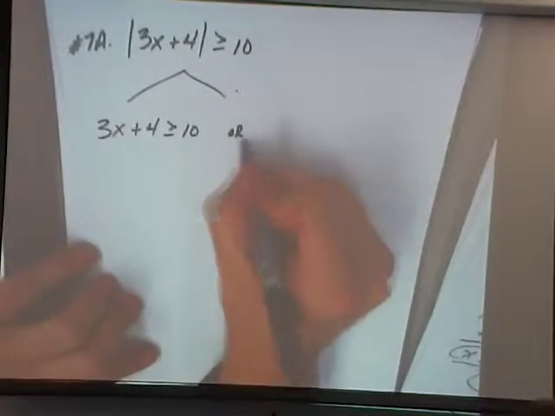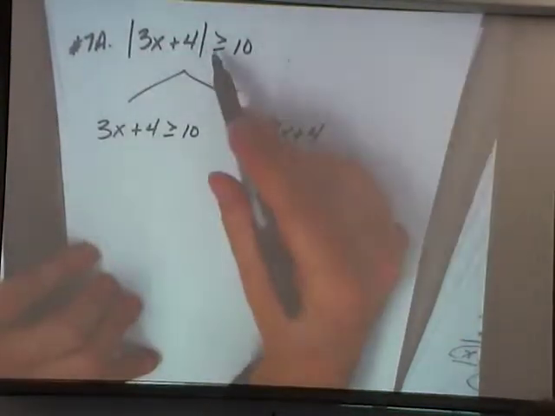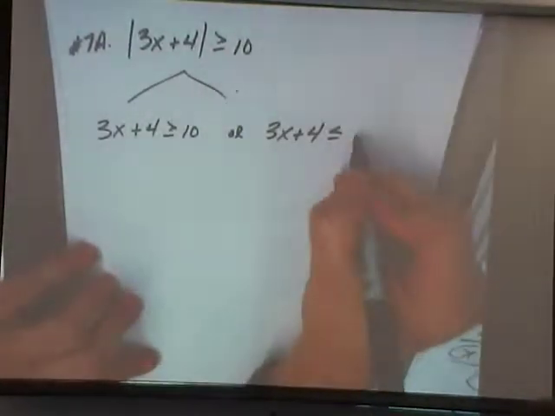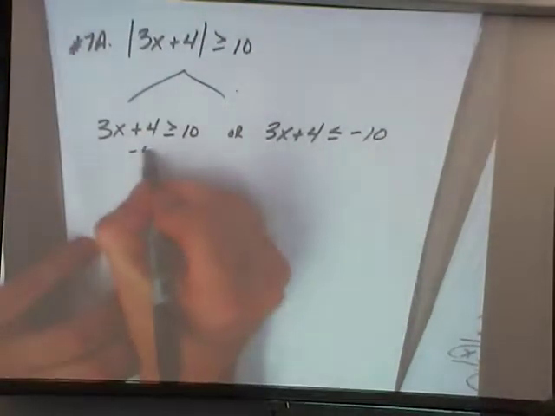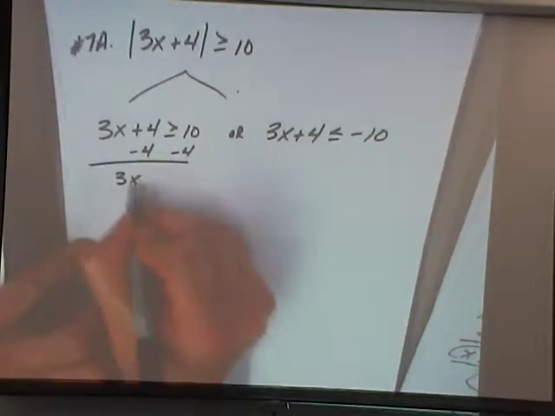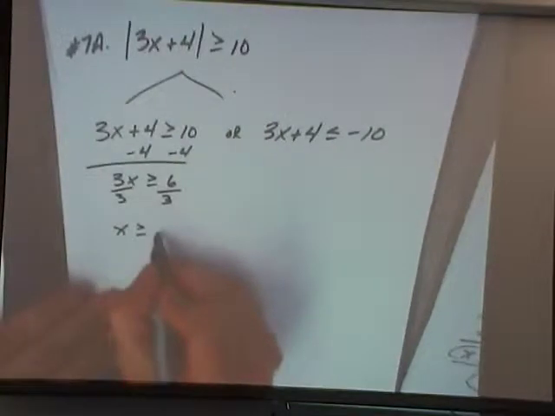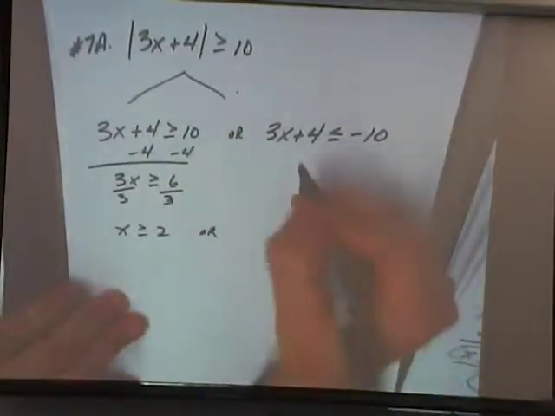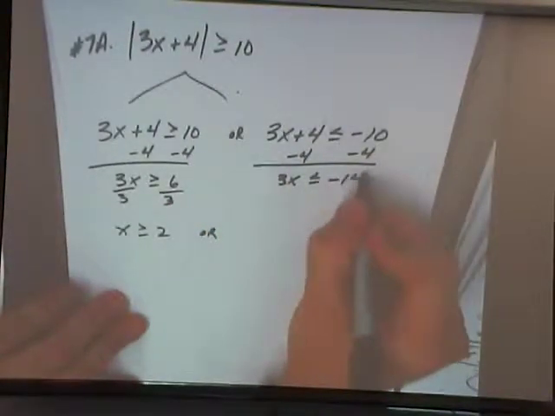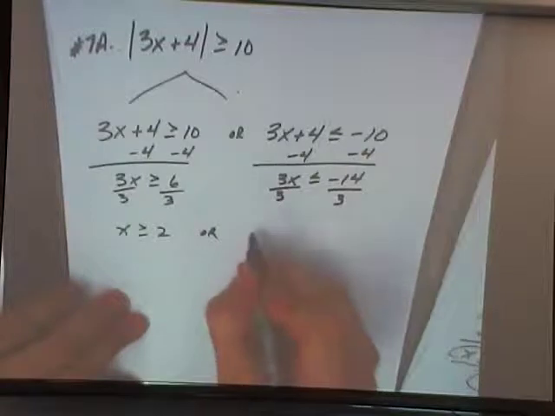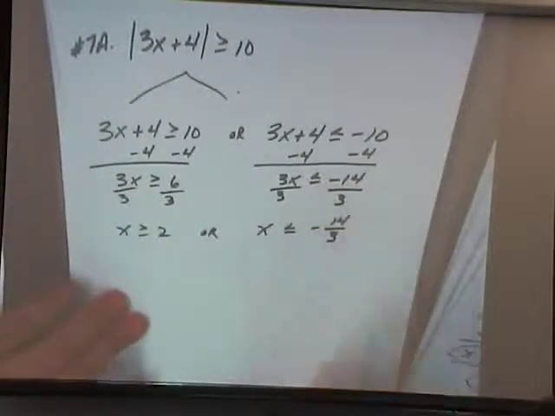Greater. Left-hand side stays the same. 3x plus 4. For the second equation, you want to flip the sign and take the opposite of the right-hand side. Solve the 2 equations. X is greater than or equal to 2, or minus 4. X is less than or equal to negative 14 thirds.